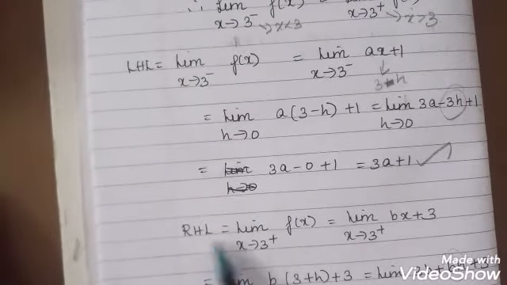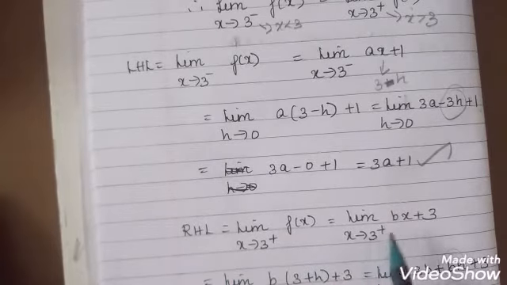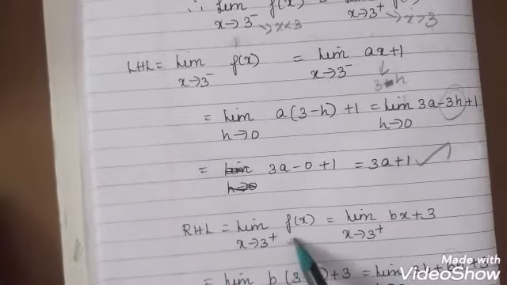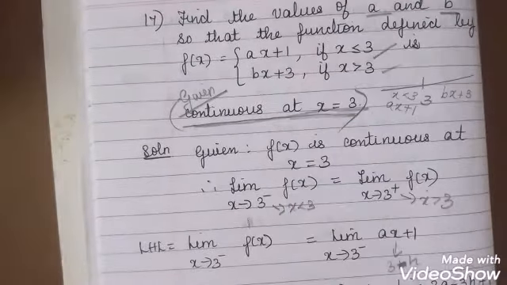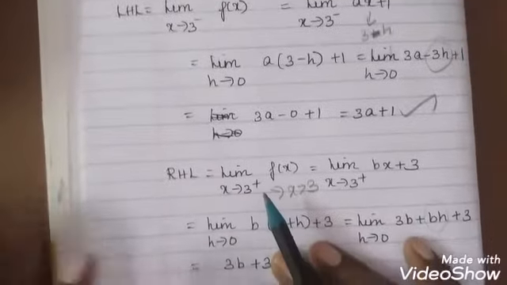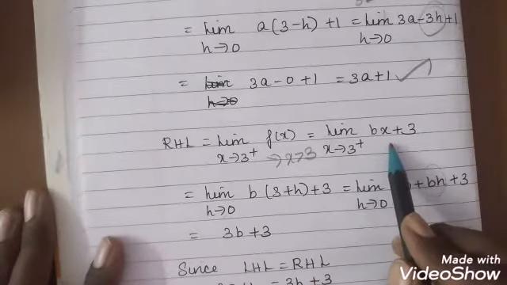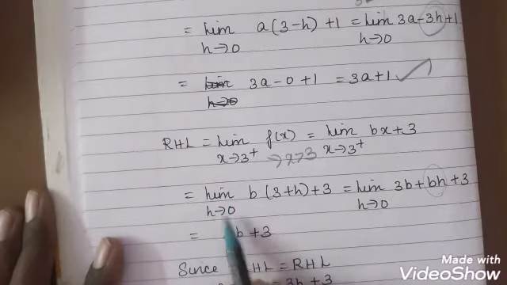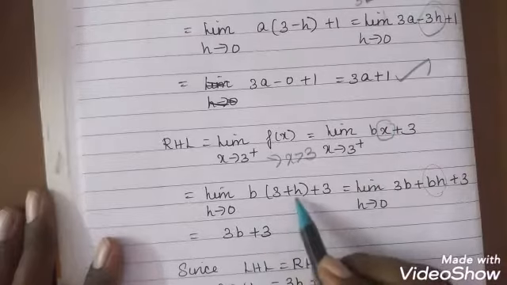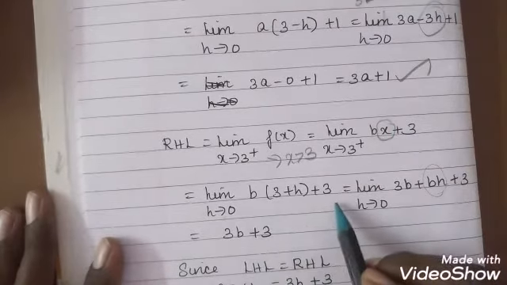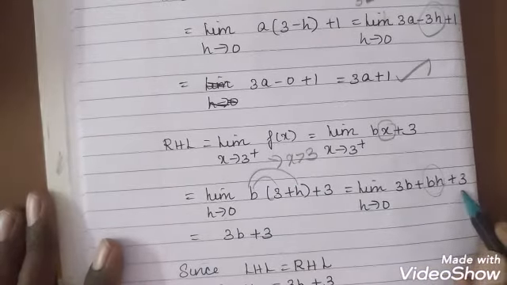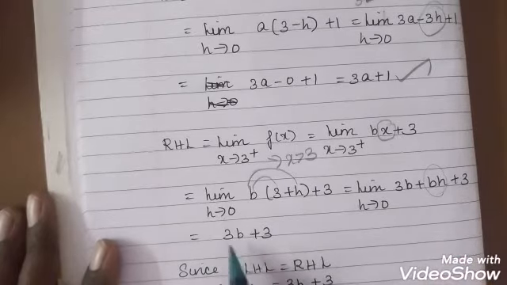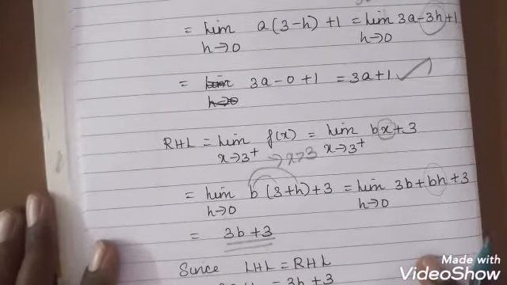What's your right hand limit here? Limit of x tending to 3 plus f of x is equal to limit of x tending to 3 plus, for x greater than 3. So for x greater than 3, f of x is equal to bx plus 3. Now this is equal to limit of h tending to 0, where x will be replaced by 3 plus h: b into 3 plus h plus 3. Multiplying it, what will you get? 3b plus bh plus 3. Substituting the value of h, you get 3b plus 3.